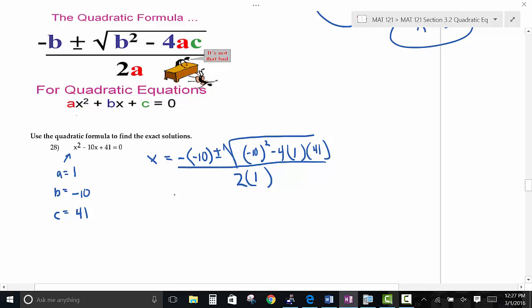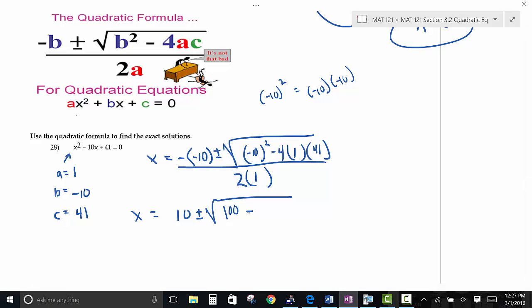Okay, so what we're going to do next is just work out the arithmetic. So negative negative 10 is 10. Then you're going to do plus or minus, under the radical, negative 10 squared. What's negative 10 squared? That's 100, and it's positive 100, right? Because it's two negatives being multiplied. So that's 100. Okay, now you would have to take 41 times 4, which is probably 164, I'm pretty sure.